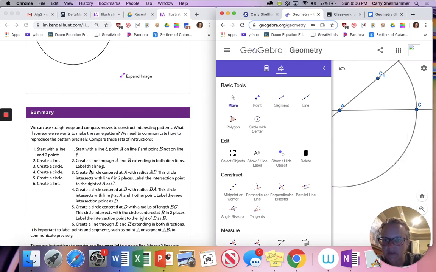Let's see, where am I in which step? Create a circle, center A, radius AB. The circle intersects line L in two places. Label the intersection point to the right of A as C. That's right there. We're good. Create a circle centered at B. I don't know where B is. I think this is supposed to be point B.